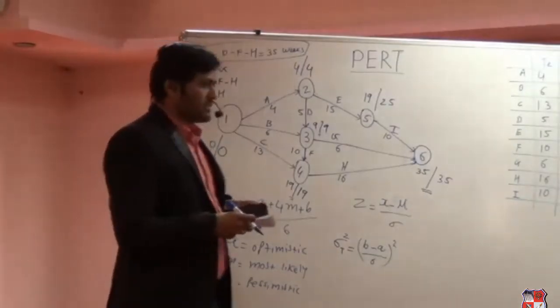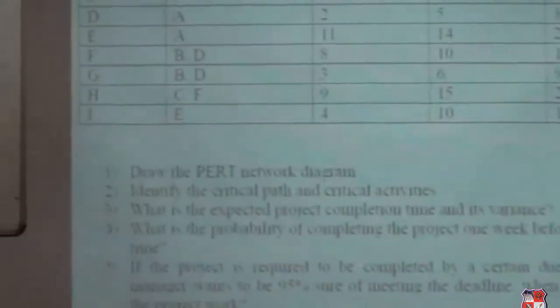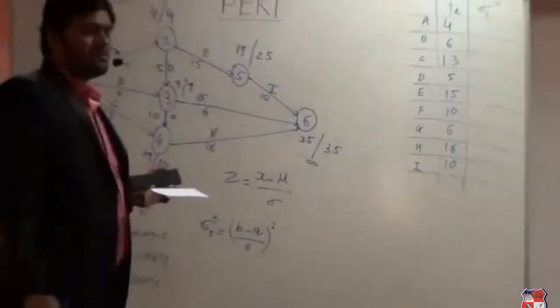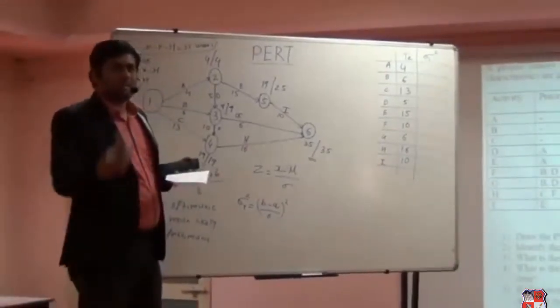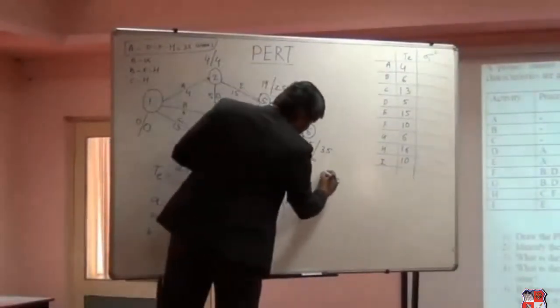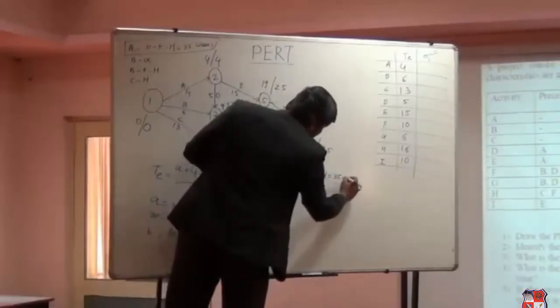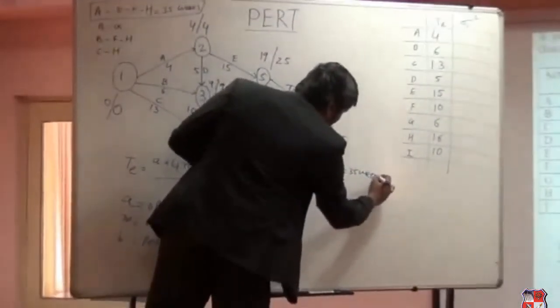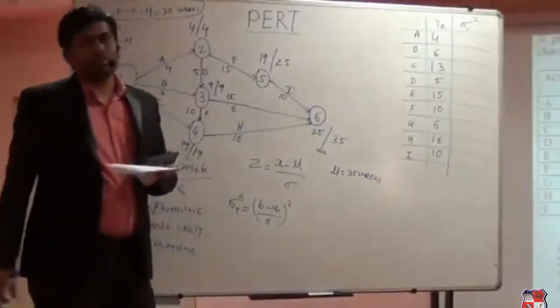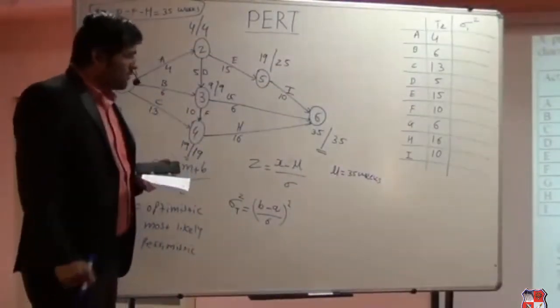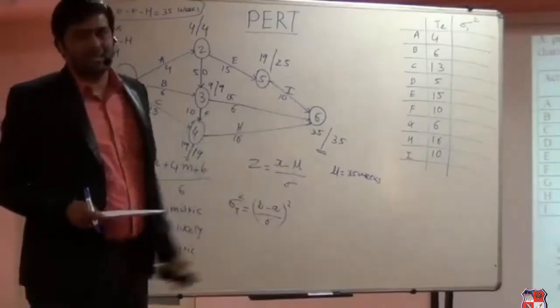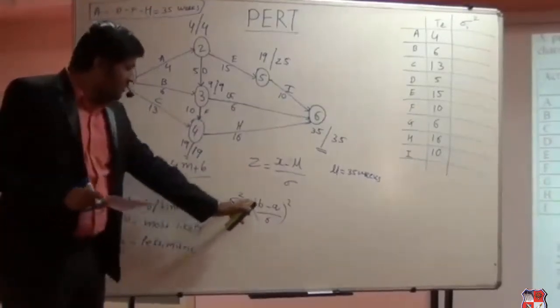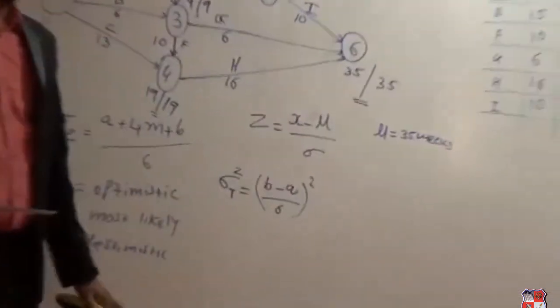Now if you see the third question over here, that is, what is the expected project completion time and its variance. So this answer, 35, is the expected project completion time. When we say expected, that will become mu over here. So mu is nothing but 35 weeks, the expected time duration to complete this particular project. Right? Now, if you move ahead, they asked about finding the variance. The formula for the variance is (B minus A upon 6) all square.